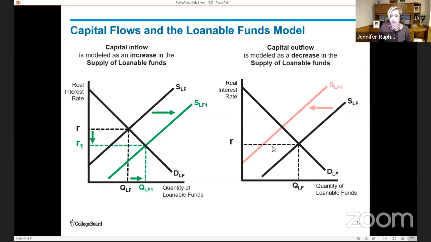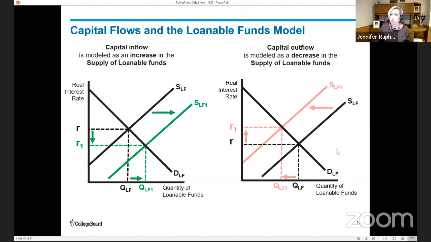We then see that that creates a shortage at the initial equilibrium exchange rate. The quantity demanded is greater than the quantity supplied. That's going to be eliminated by rising prices. And the price of borrowed money is the interest rate. So the real interest rate is going to rise when you have capital outflow.